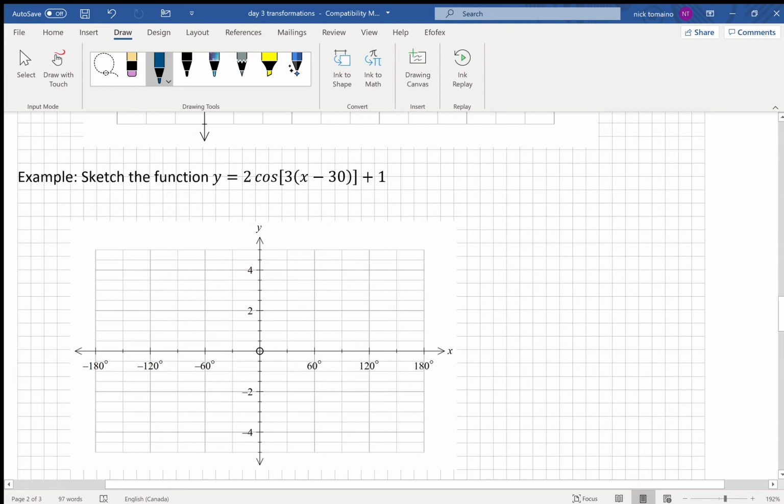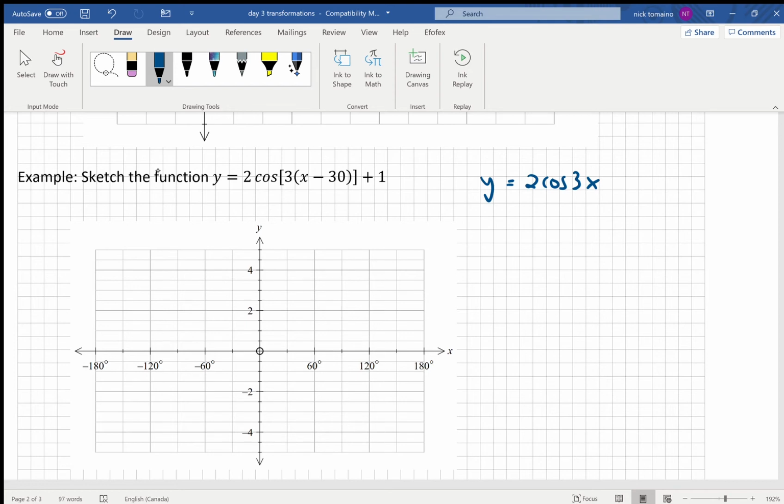Okay, now this one right here, we're applying pretty much all our transformations. So the curve we're going to sketch first, we're going to sketch y equals 2 cos 3x, because we're going to graph our vertical and horizontal stretch and compression. And then after we draw this, we're going to move each of the 5 points right 30 and up 1.